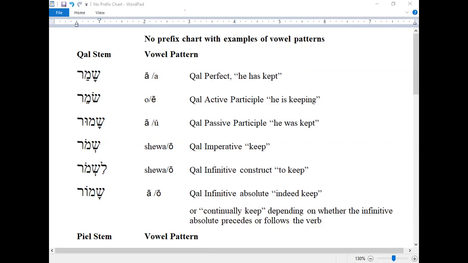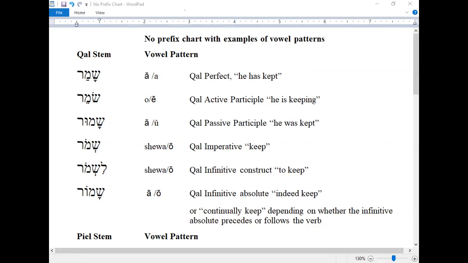As we think about Hebrew, we have posted several videos on looking at an imperfect and looking at the 7 stems. Today we want to look at what we call the no prefix, no suffix chart, where you look at the stem by the vowel patterns to try to understand what we're looking at. The first one is shamar, and we're using the verb shamar, to keep.